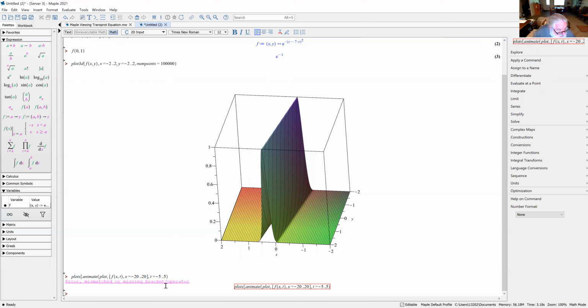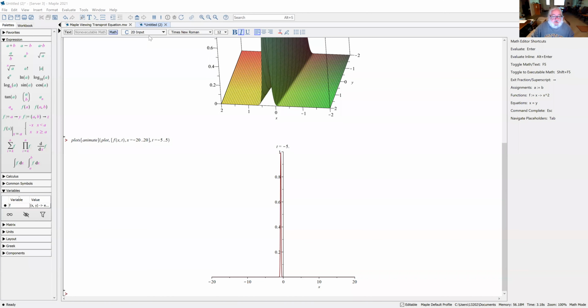Oh, and now it's screwed up. So hang on a second and let me fix this. Okay, so I figured out what the issue was, and the issue was that you have to put the animate inside of these square brackets. So it's plots, square brackets, enclosing animate, and then open parentheses, plot, square brackets, the function you want to plot and a range on x, and tell it what you want as the parameter, which is t, and then t equals minus 5 to 5. And then you get this, which is kind of a weird looking thing.